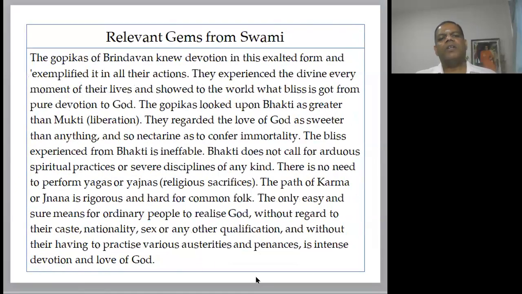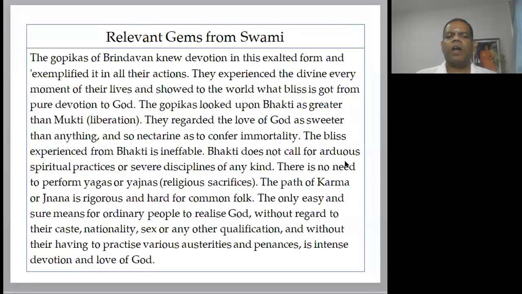The Gopikas of Vrindavan knew devotion in this exalted form and exemplified it in all their actions. They experienced the divine in every moment of their lives and showed to the world what bliss is got from pure devotion to God. The Gopikas looked upon bhakti as greater than mukti, liberation. They regarded the love of God as sweeter than anything and so nectarine as to confer immortality. The bliss experienced from bhakti is ineffable.